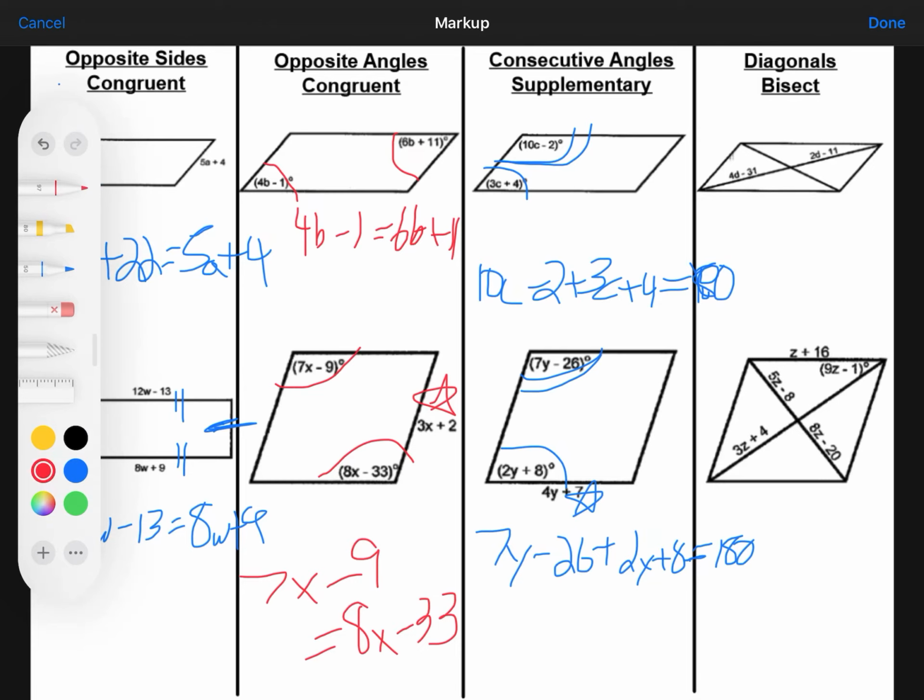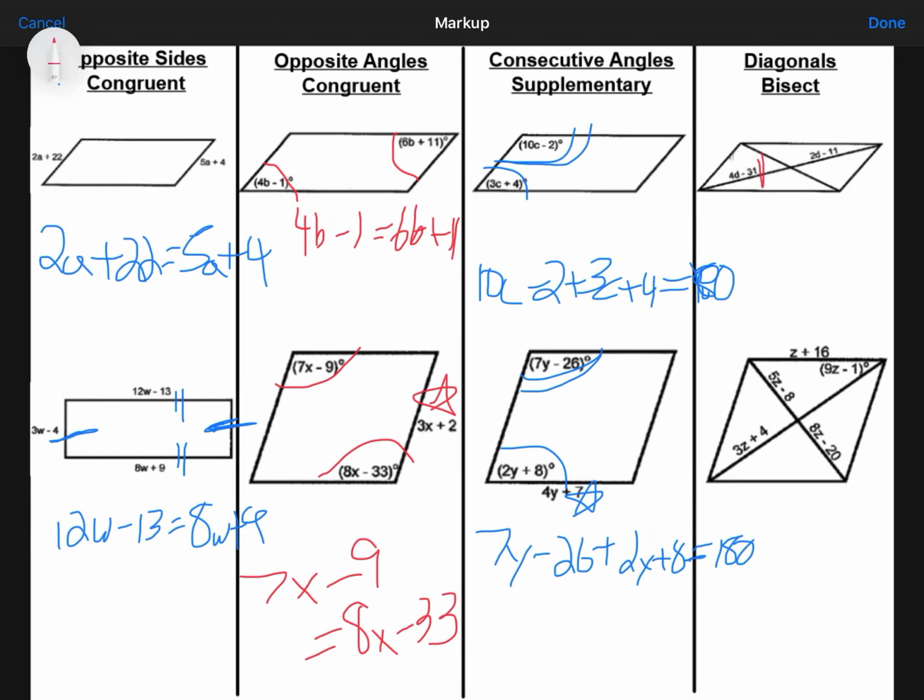Lastly on this page, diagonals bisect. The two pieces are equal. First piece equals the second piece. Same thing here. This piece matches up here.